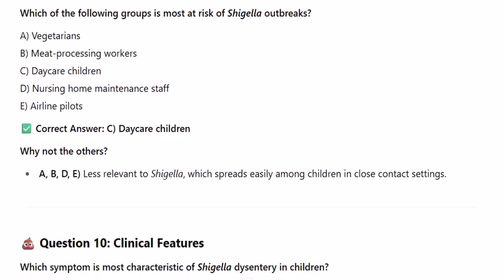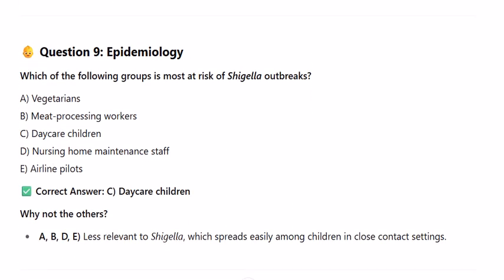Question 9. Epidemiology. Which of the following groups is most at risk of Shigella outbreaks? A. Vegetarians. B. Meat processing workers. C. Daycare children. D. Nursing home maintenance staff. E. Airline pilots. Correct answer C. Daycare children. Why not the others? A, D, E. Less relevant to Shigella, which spreads easily among children in close contact settings.